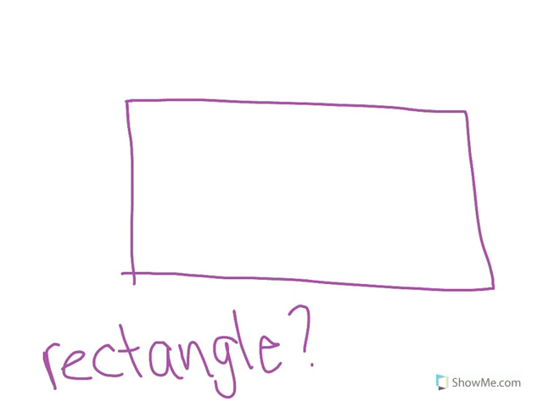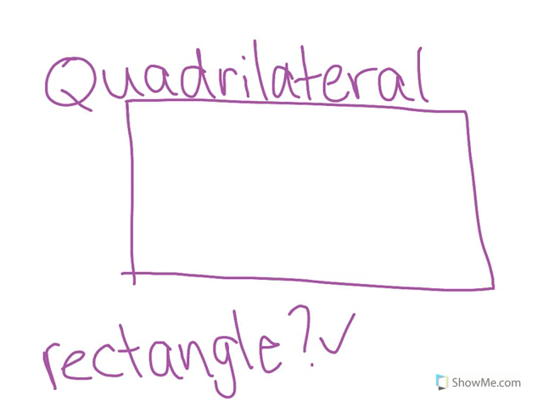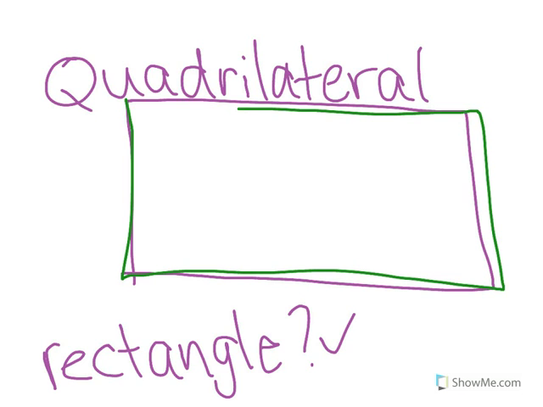This shape is also a regular polygon. What is this shape called? Is it a rectangle? Yes, it is, but it also has another name. And that name starts with a Q. Do you know what that is? It's called a quadrilateral. And it's called a quadrilateral because it has 1, 2, 3, 4 sides. And if it's 4 sides, it's called a quadrilateral.